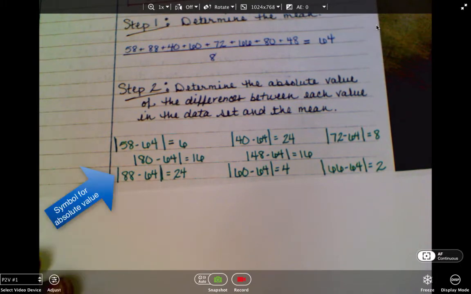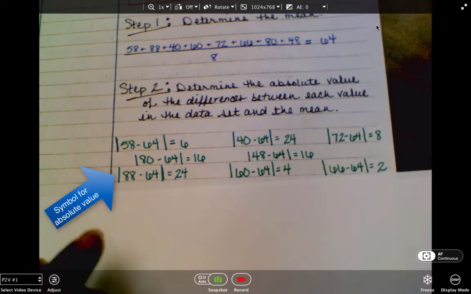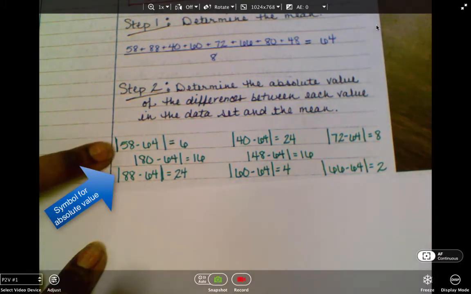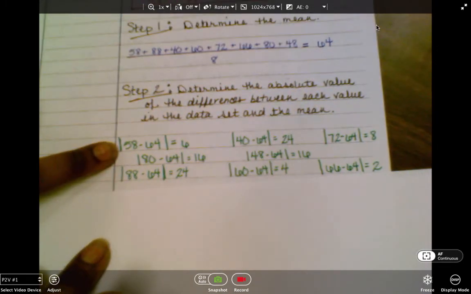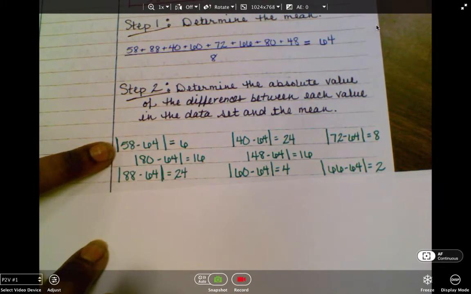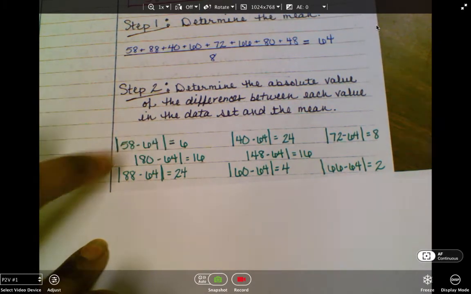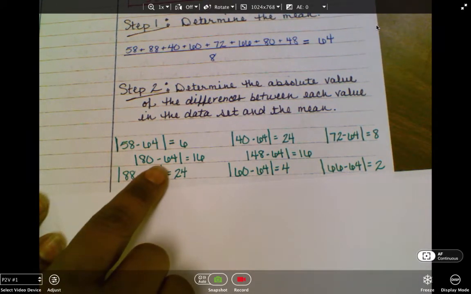Okay, so now what I've done is I've taken each value from my data and found the difference between the value and the mean. Remember, the mean was 64. And then I used the absolute value of that. So 58 minus 64 gives me a negative 6, but since we're talking about absolute value, we are going to have a positive 6. Okay, 80 minus 64 is 16.